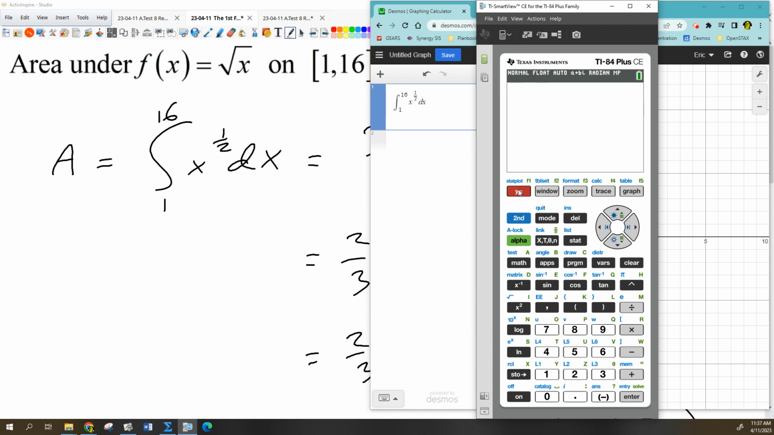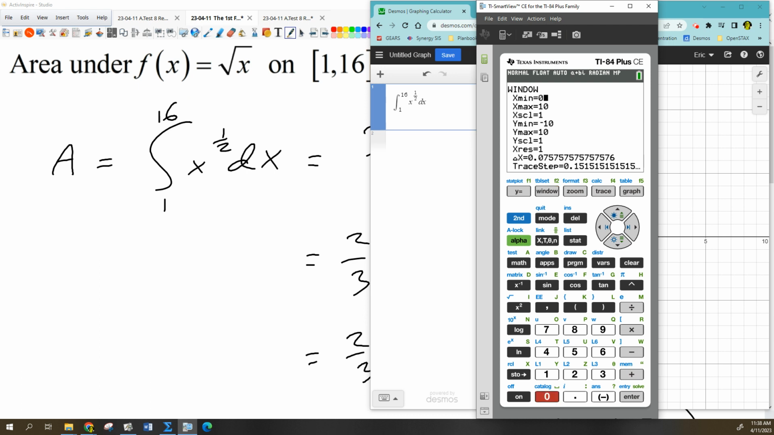So we can graph it. We could go up to y equals, and we could just type in square root of x, or x to the 1/2. And then I can go, okay, so if I've got something graphed, I'm just going to set my window to go from, I want to go from 1 to 16, right?